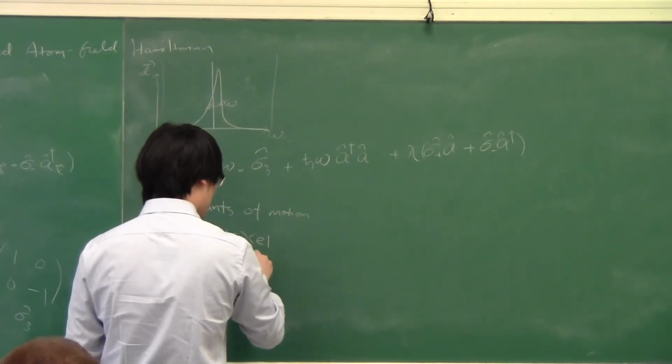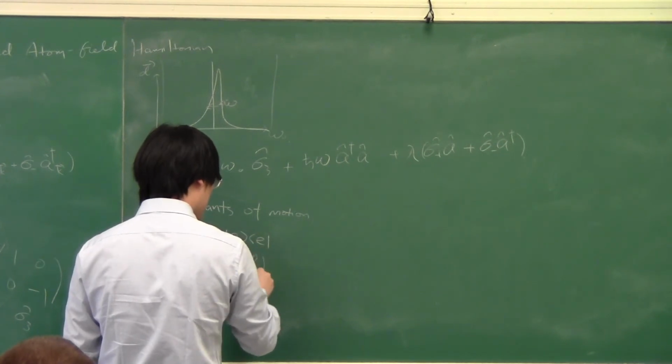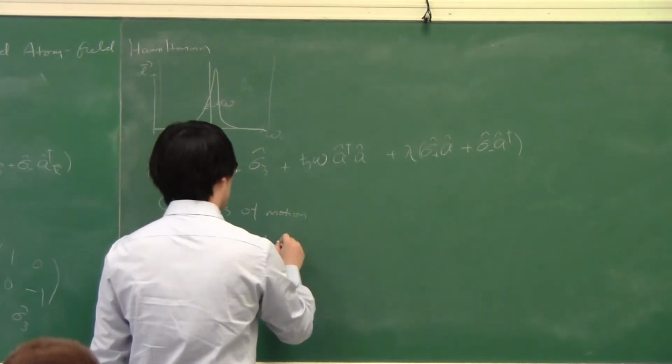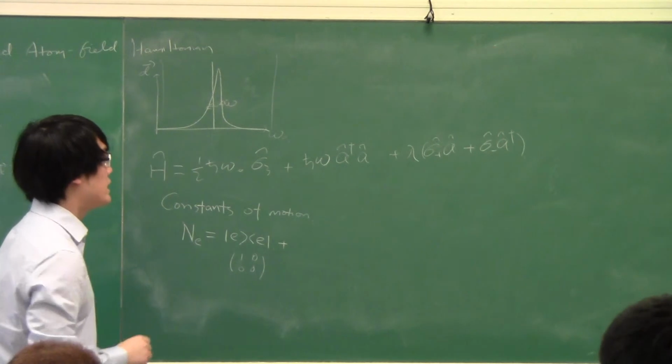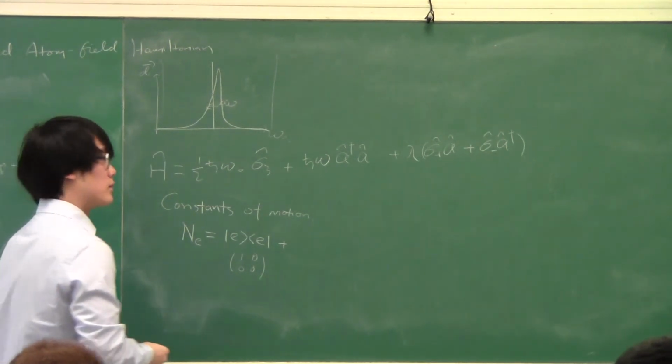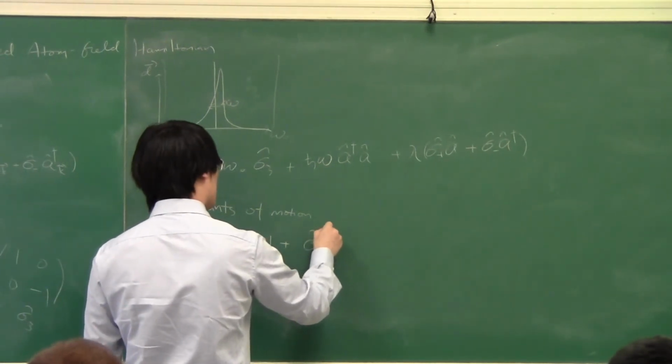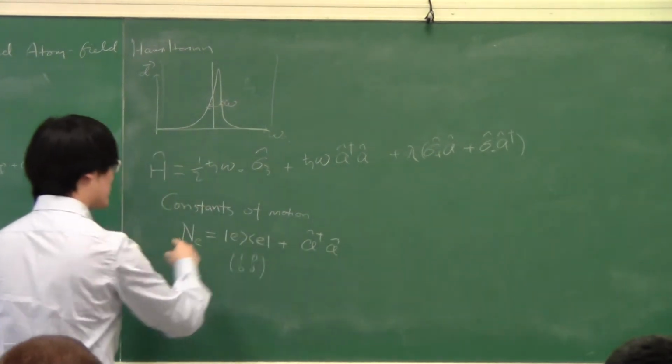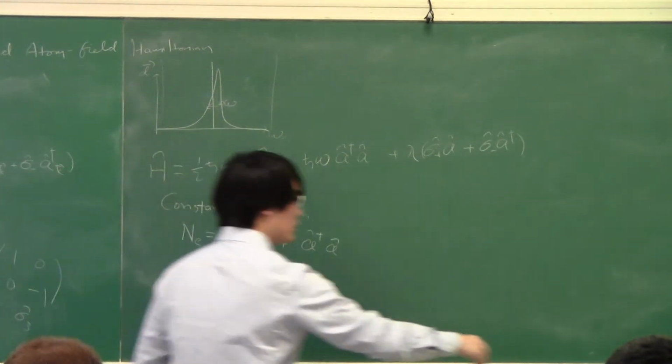This is the projector onto the excited state, something like this, right? Okay. And then plus basically the number operator for the photon field. This one. Okay, so this is conserved.